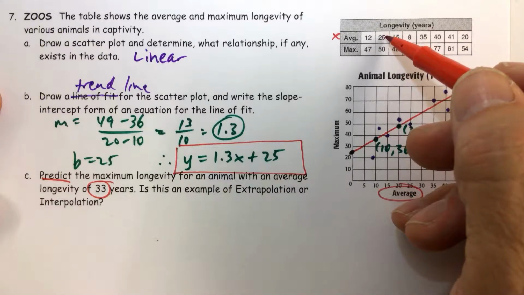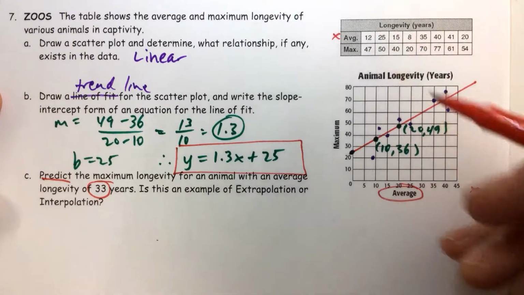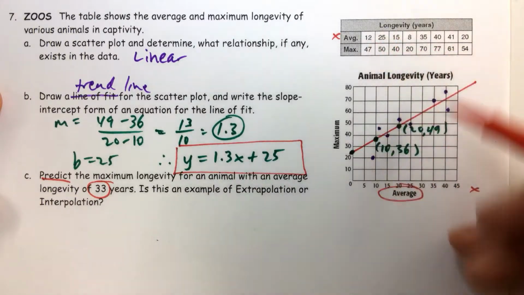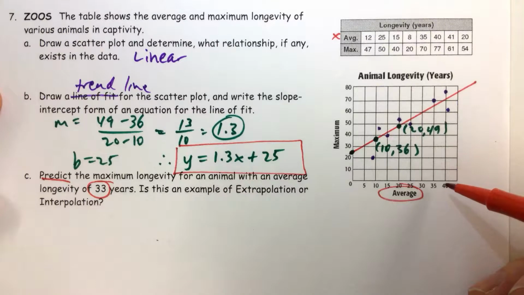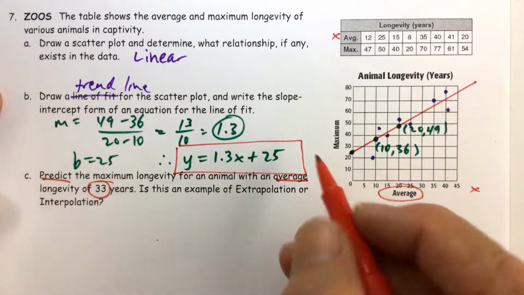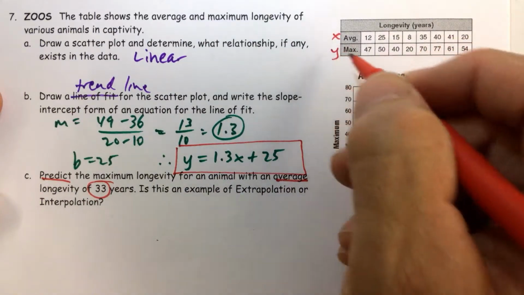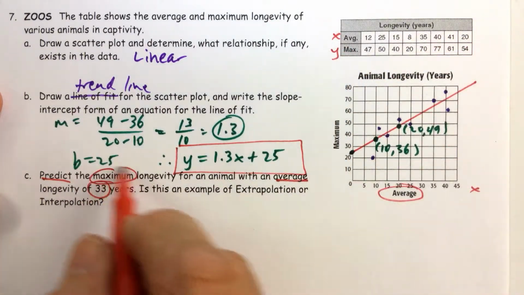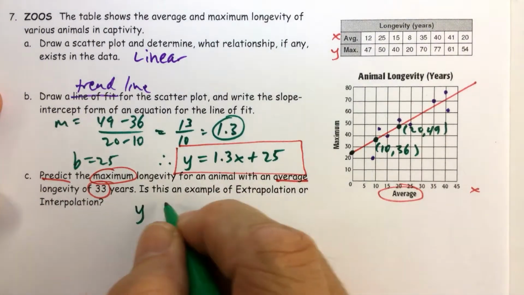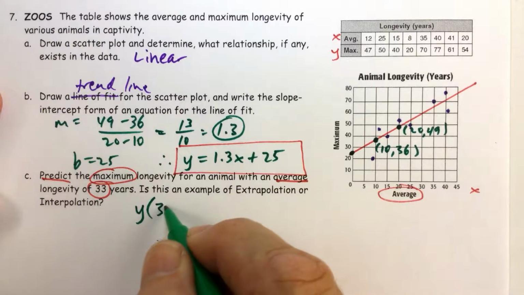Another animal, average 25, maximum 50. So one would assume that the higher the average lifespan for a particular animal, the higher the maximum lifespan would be. So that would make sense that it would be linear. But the average longevity, that's our x. Remember, the x is the average and the y is our maximum. Predict the maximum. So basically what we're doing here is we're trying to figure out what's the y value when the x value is 33.